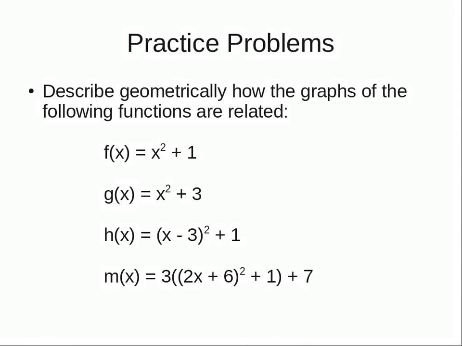And then for the last function, I have the binomial (2x plus 6), that quantity squared, then I add 1 and take that whole new quantity, multiply it by 3, take that whole new quantity and add 7 to it.